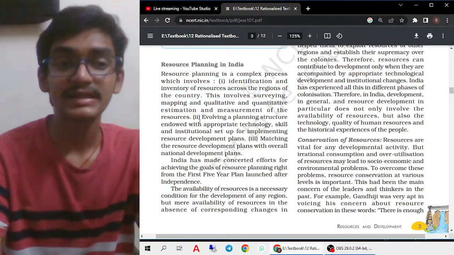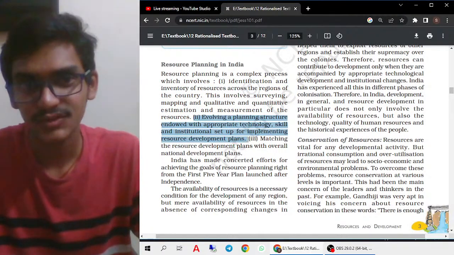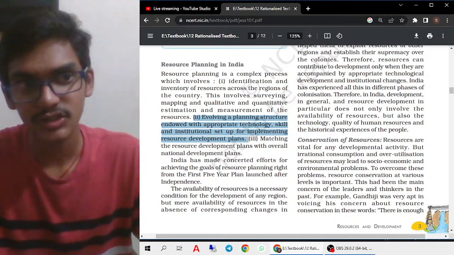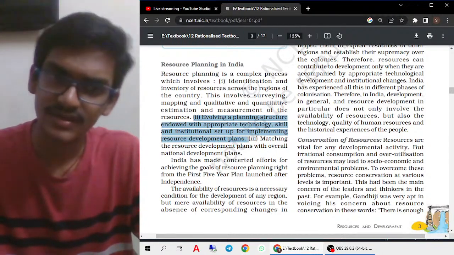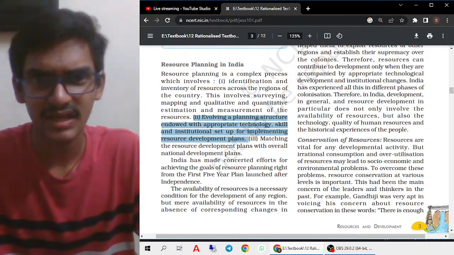So the second most important thing is the extraction of the resources. We try to extract the resources with the help of the knowledge and skill of human beings, and with the help of technology also. And with the help of all these institutions and everything, you are going to extract the resources. That is the second process. First you have to identify, next you have to extract also.